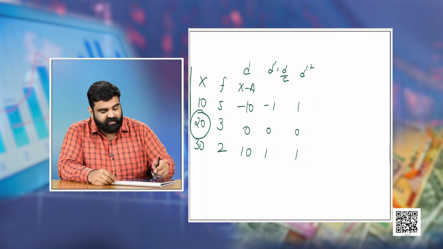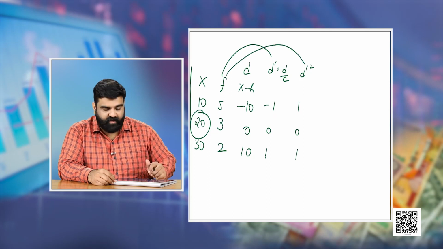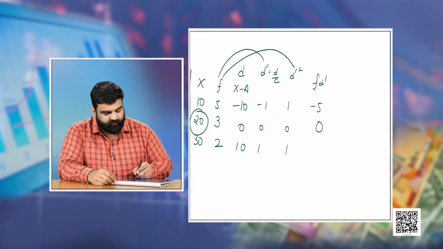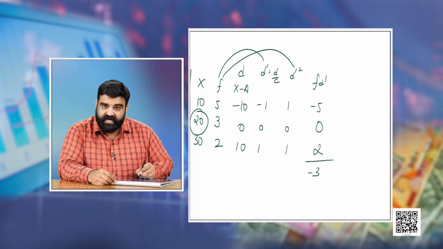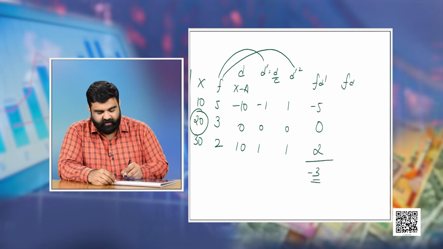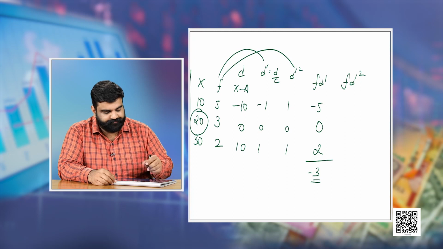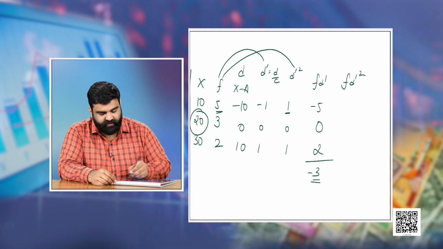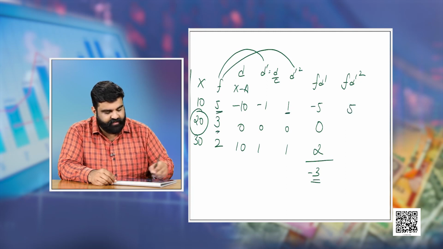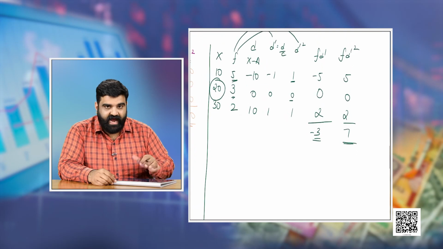Now, I have to multiply fd dash and fd dash square. Let us calculate fd dash first. So, I have fd dash, which will be minus 5, 0 and 2, which will be minus 3. And now, let us calculate fd dash the whole square. So, I have 5 into 1, which will be 5, 3 into 0, which will be 0 and 2 into 1, which will be 2. So, I have the values as 7 and minus 3.